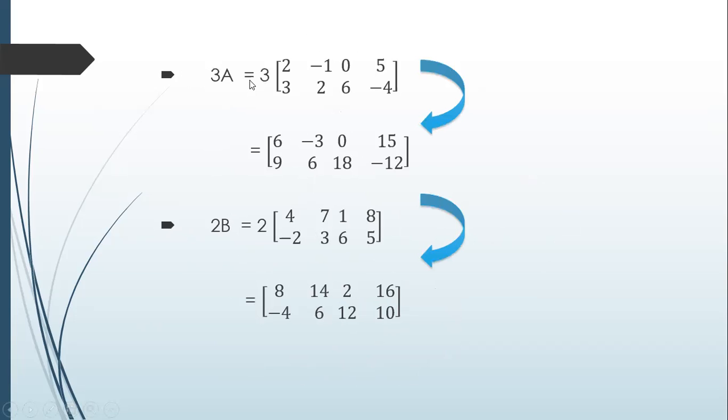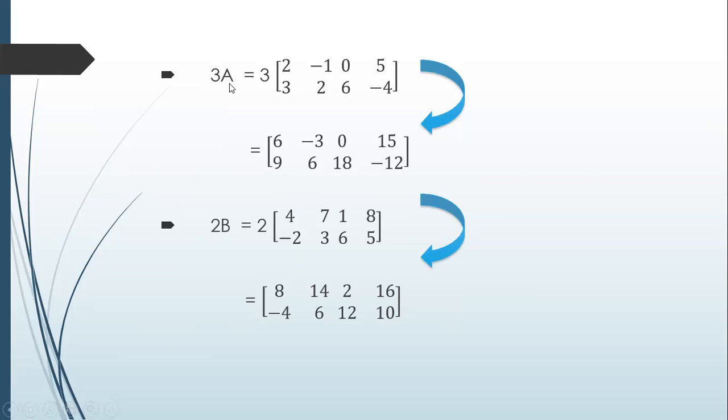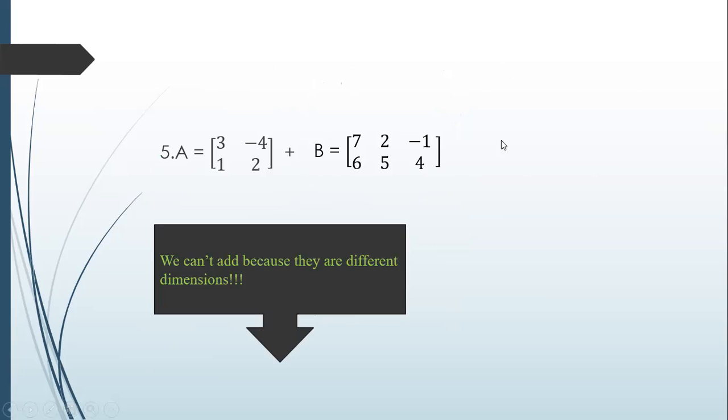Similarly, you find 3A, 3 into A, multiplying 3 with all the entries of the matrix, and we get this value. 2B, 2 into B, multiply, and then we get this value. Then find 3A minus 2B. Already we found 3A and 2B, so subtract this from this, 6 minus 8, and we get the resulting value.